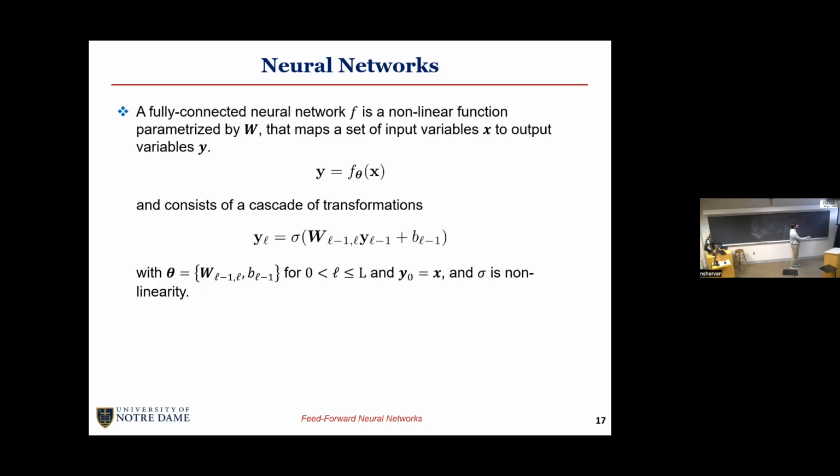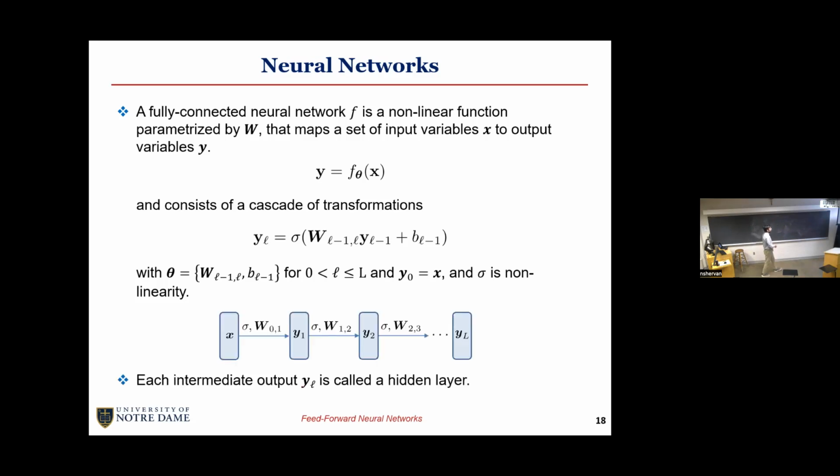And basically what we get at the end of the day is two sets of parameters that we need to optimize. And then in this equation, we say that our input, Y0, is our X, our initial input. So we have some input, then multiple intermediate layers, and at the end of the day, we have some output after repeating this L times.